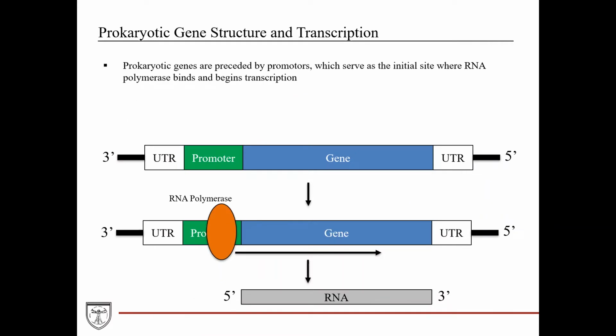All right, so now we're going to talk a little bit about gene structure and how it relates to the transcription process. So first, prokaryotic gene structure. Prokaryotic genes are preceded by promoters. So here you can see that in the sequence. These serve as the initial site where RNA polymerase binds and begins transcription. So you see RNA polymerase binding the promoter, and then it goes on to read the template strand of DNA and synthesize the strand of RNA.